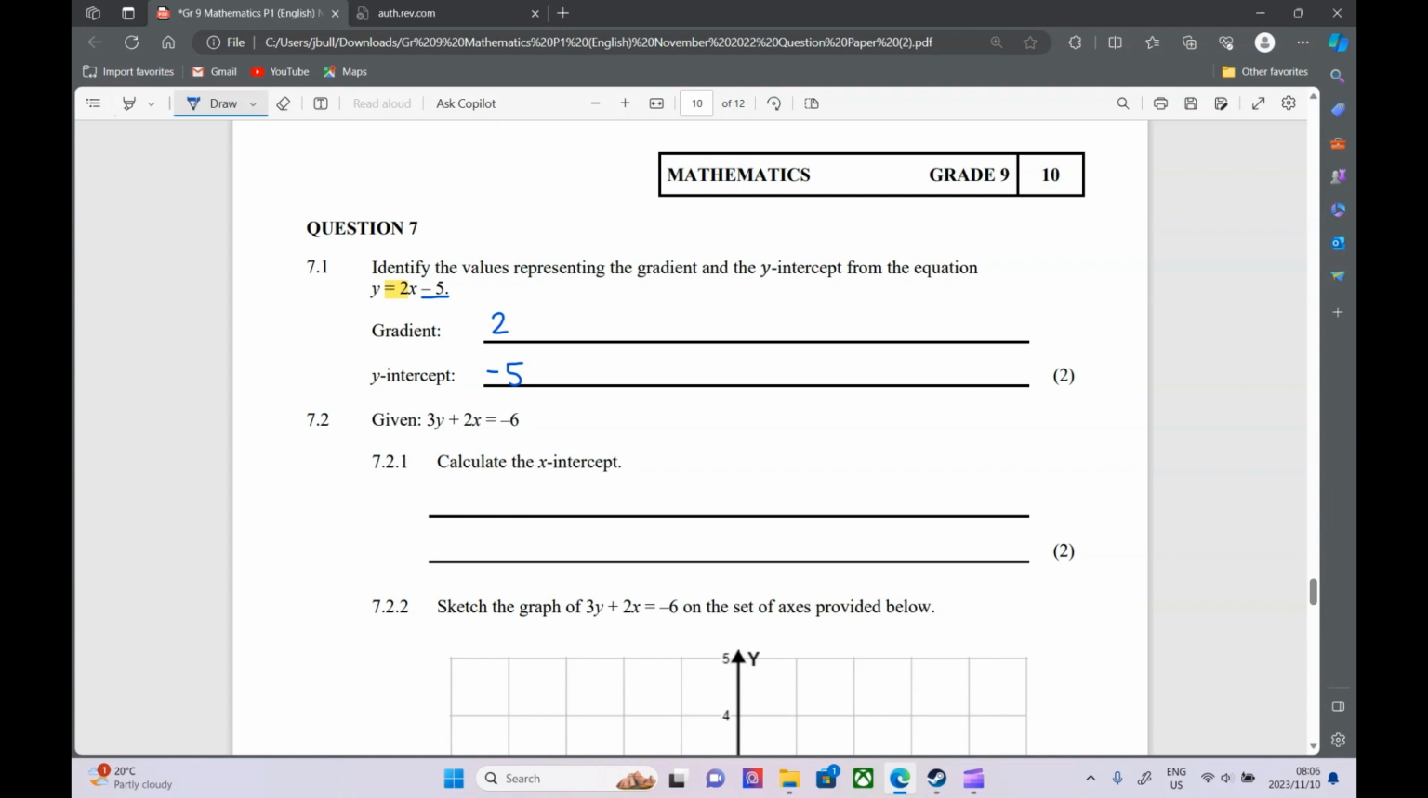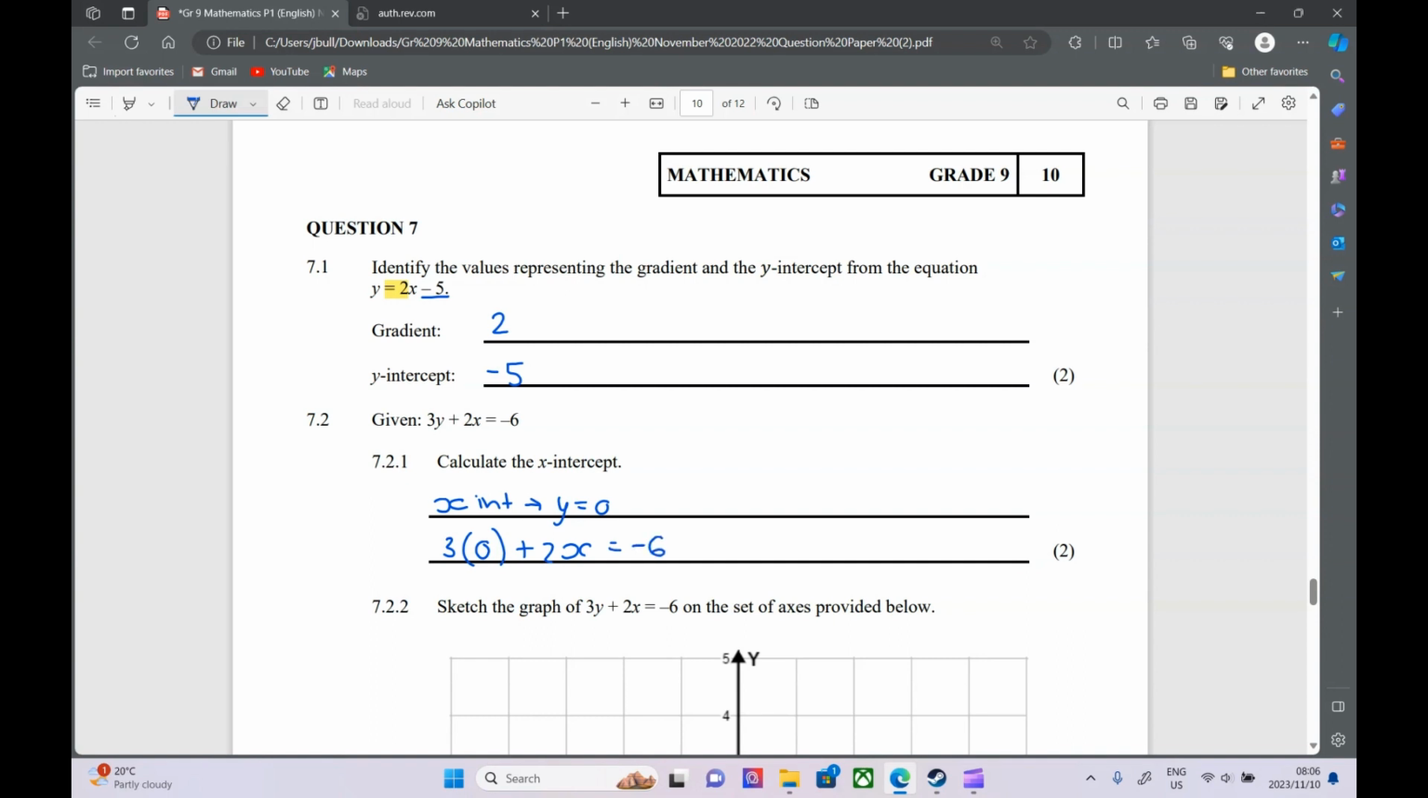If we look at the next question, so given this equation, calculate the x-intercept. So the x-intercept always happens when y is 0. Which is important because it means we can work this out quite easily. So we're just going to plug y is 0 into this equation. So we're going to say 3, wherever there's y, we put 0, plus 2x is equal to minus 6.